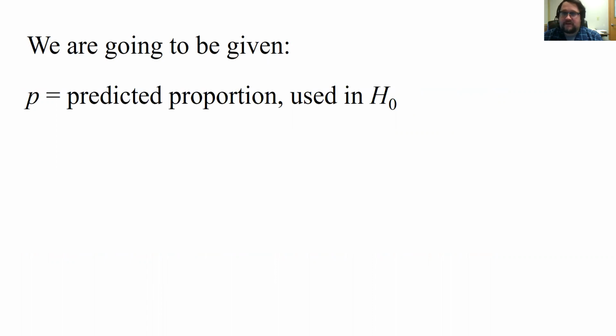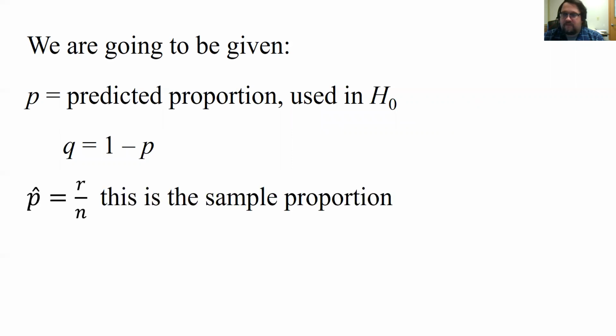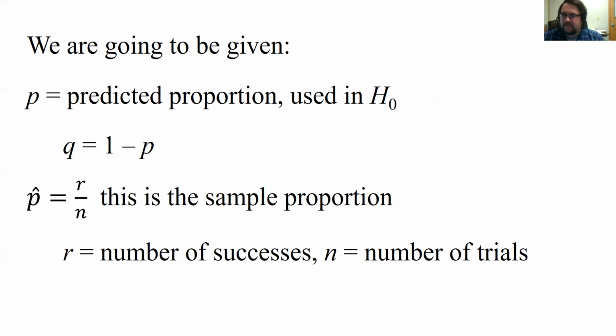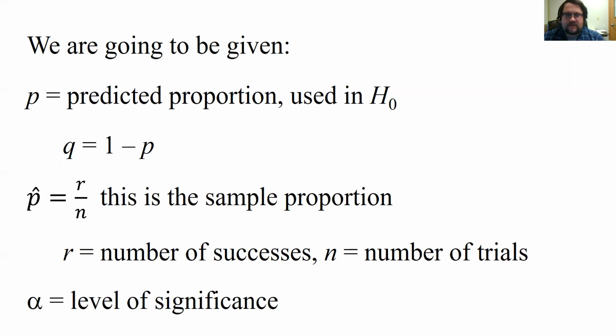All right, so we're going to be given some information. We're going to be given the predicted value, and we're going to use this to craft the null hypothesis. From that, we're going to calculate the predicted chance of failure. We're also going to be given information to calculate the sample proportion, or the predicted probability of success from the sample. The way we calculate that is how many successes did we get in the sample, and out of how many trials did we take. That ratio, that proportion, is going to be our sample proportion. And then we're also going to be given a level of significance that we're going to use to calculate our z-value for this.